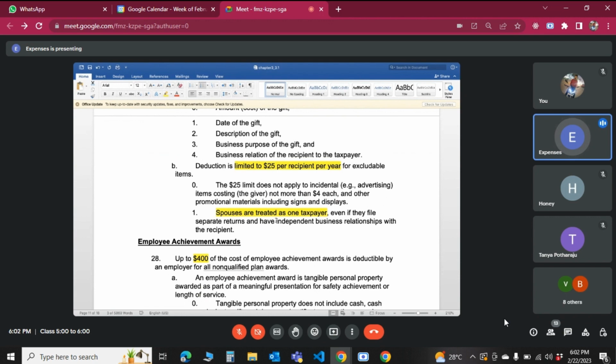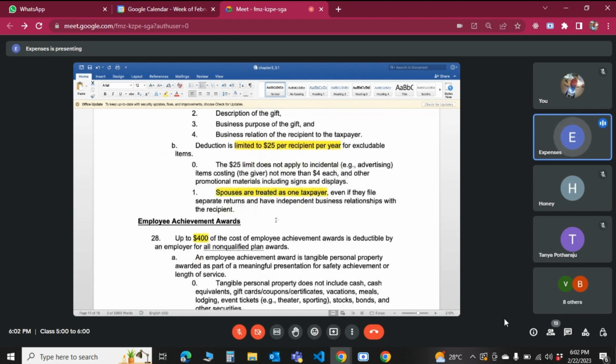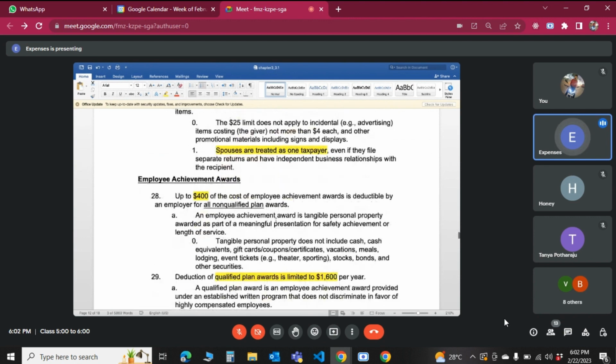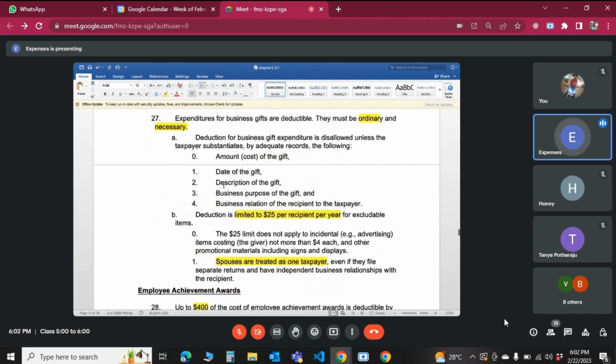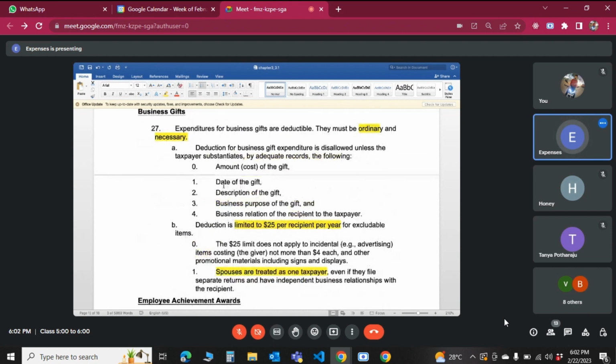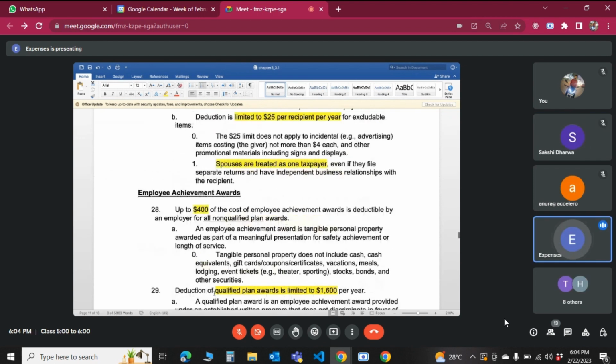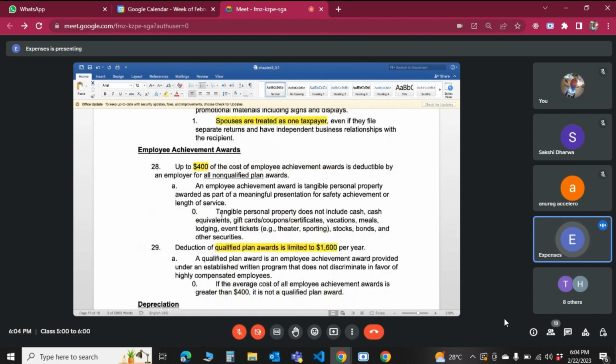Unless they both work there in separate capacities, for the same organization, then it's different. Then they are treated as two employees, not as spouses, but as employees of the company. Now, employment achievement awards, we have seen this. Who remembers? I'll give a hint: $400 per employee can be given as an award. Anurag, do you remember? So there's a $400 limit, we already talked about it. And if it's a qualified plan, the limit is $1,600.